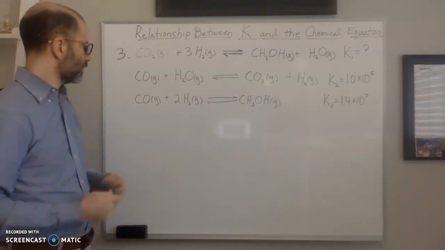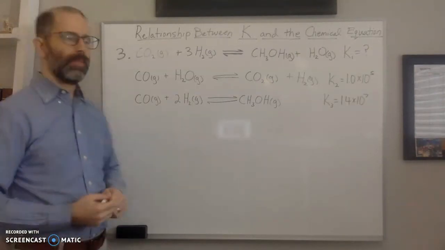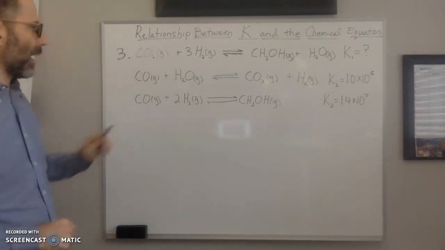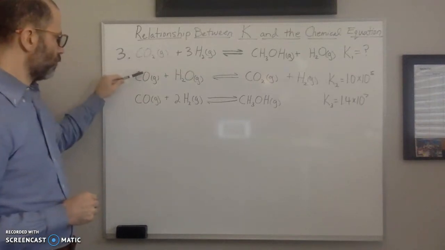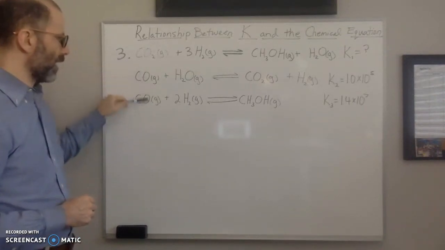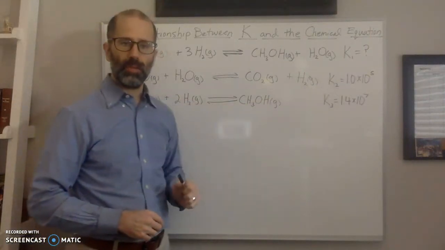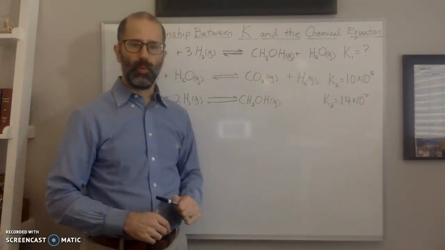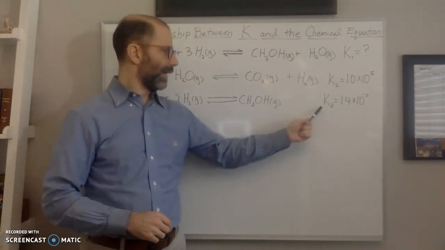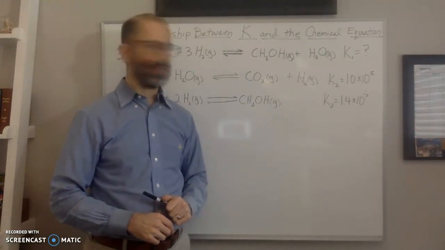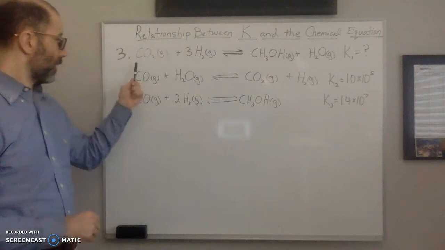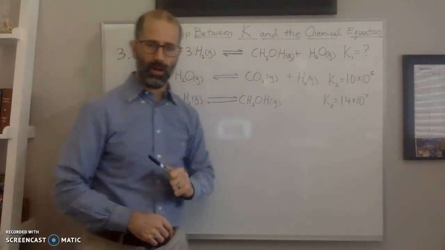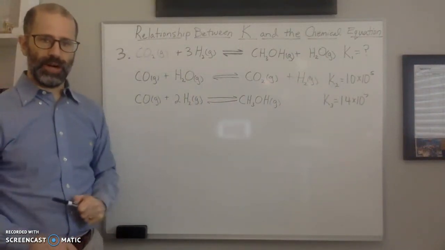Alright, welcome back. So this is the third example problem. In this problem, they're giving me 3 different reactions. For the second and third reaction, they're giving me the equilibrium constants. So K2 is equal to 1.0 times 10 to the 5, and K3 is equal to 1.4 times 10 to the 7th. And they're giving me this equation here, and they're asking me what is the equilibrium constant for K1. So I need to use these two to figure it out.